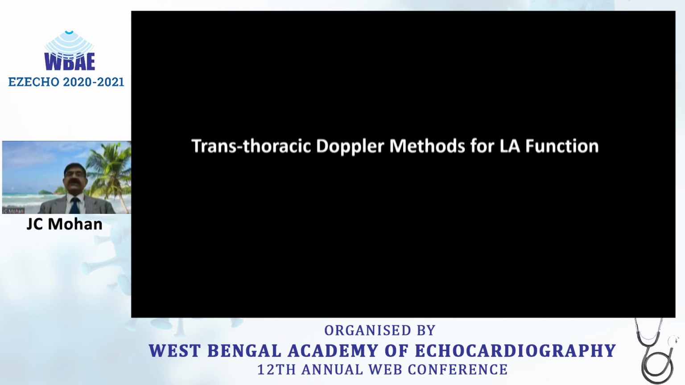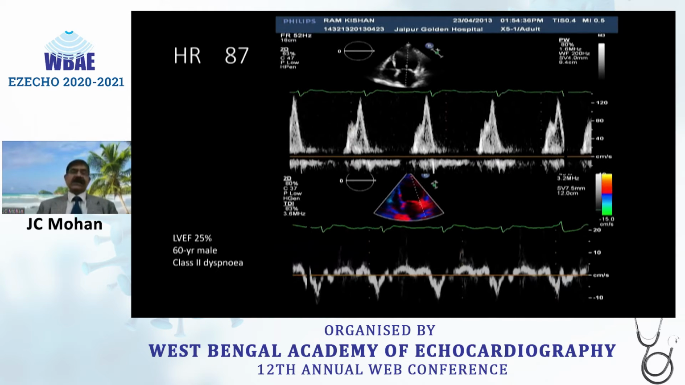What about the transthoracic Doppler method for LA function? The A wave, whether transmitral flow A wave or tissue Doppler A wave, both relate to the left atrial function. The better preserved the A wave, the better the left atrial function. Typically, the tissue A prime should be more than 5 centimeters per second in healthy individuals. It usually is around 8, 9, 10 centimeters per second.